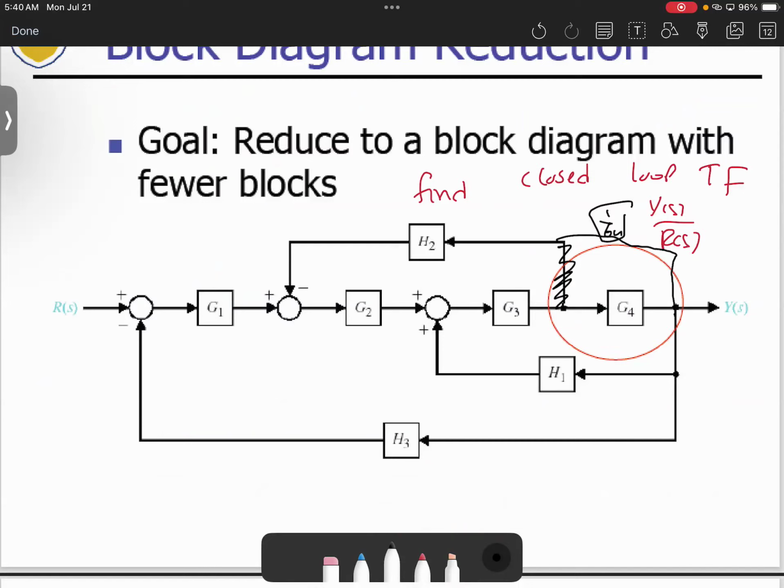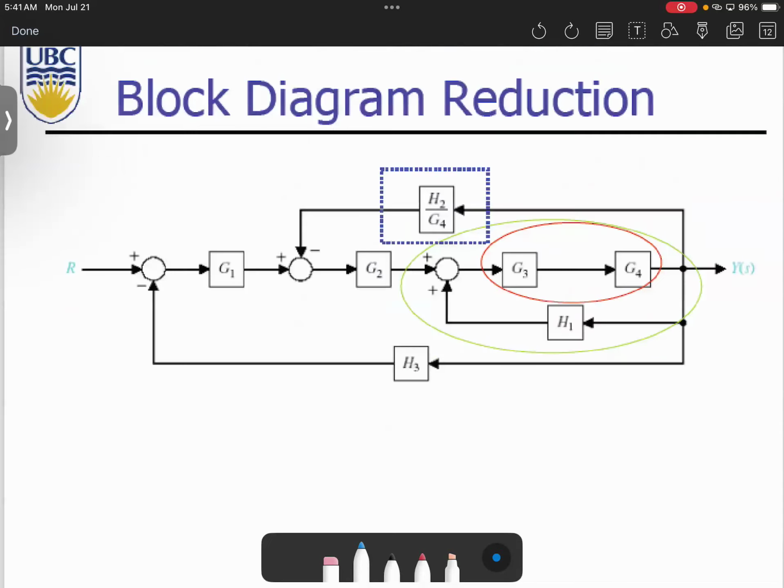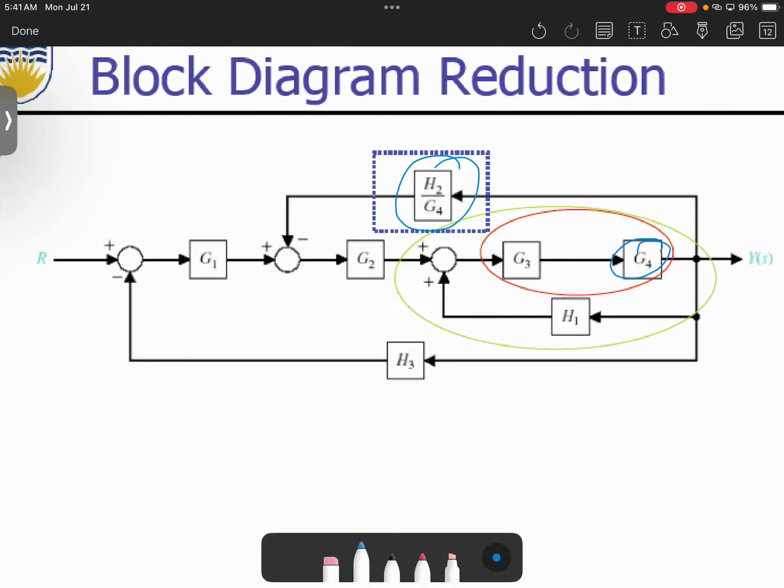Again, we will move this pick-off point from here to here. I can erase this and connect this here, but connecting this is not enough. We will multiply by 1 over G4. That's according to rule number 4. Let me erase it, then move forward. You see, we've moved it here, and we already divided by G4. Correct? That's what we did. Do you agree with me?